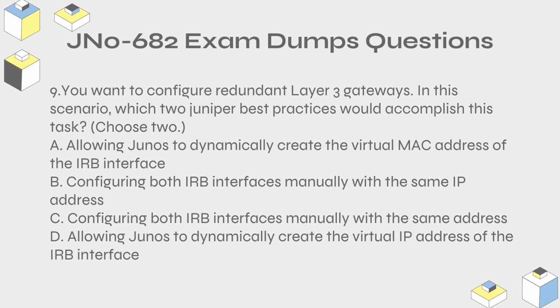Choose 2. A. Allowing Junos to dynamically create the virtual MAC address of the IRB interface. B. Configuring both IRB interfaces manually with the same IP address. C. Configuring both IRB interfaces manually with the same MAC address. D. Allowing Junos to dynamically create the virtual IP address of the IRB interface.